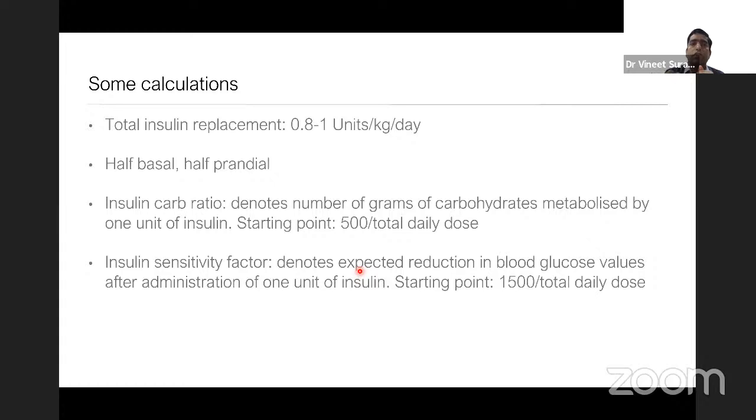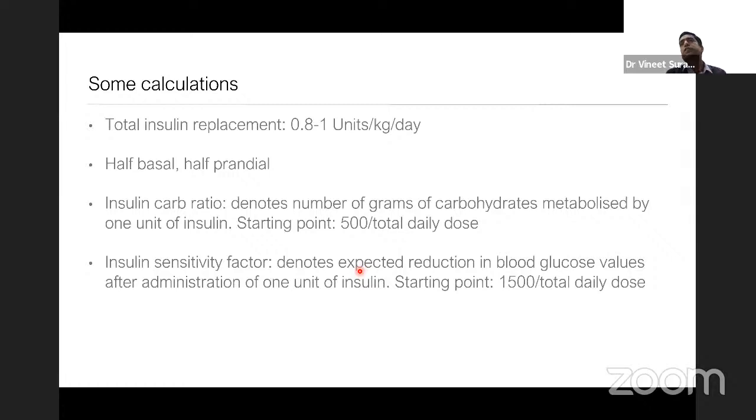So suppose someone is requiring 20 units of insulin per day. You will give 10 as basal units and 10 as prandial units, which you usually initially divide into 3 equal doses. Now, there are two other calculations which you need to understand: insulin carb ratio and insulin sensitivity factor.